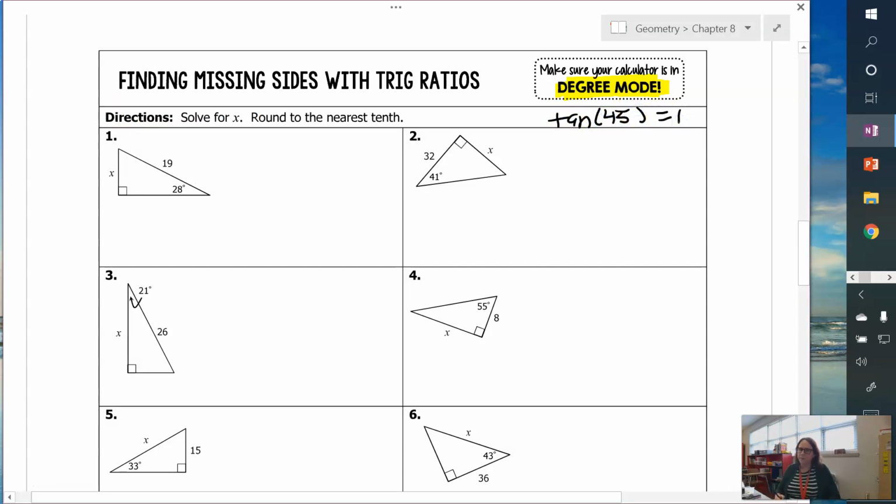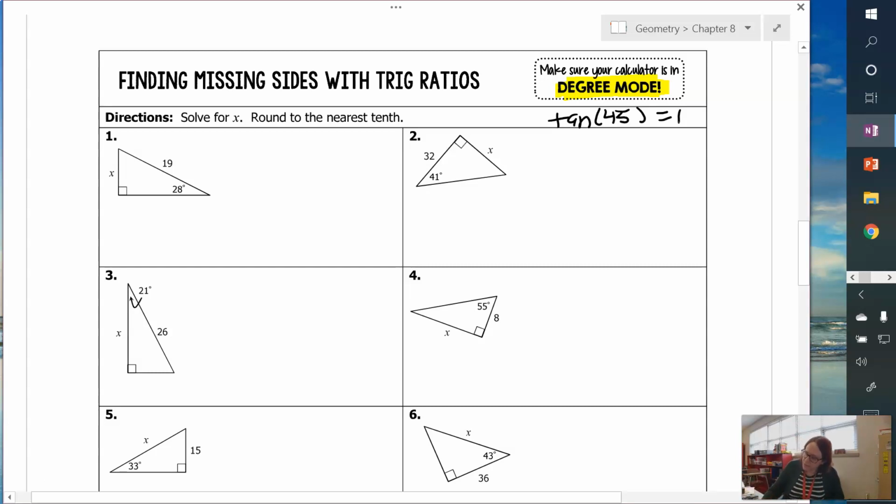You should get 1. Or on your calculator, look at the screen. So I'm going to show mine. And at the top, it says degree. Right there, that's degree mode. So make sure you're in degree mode.